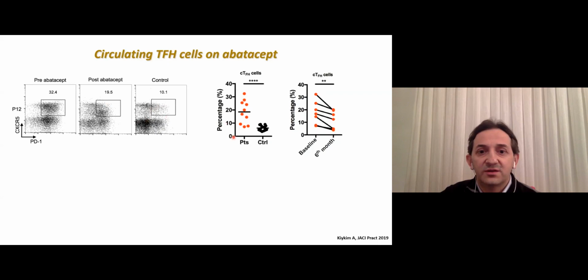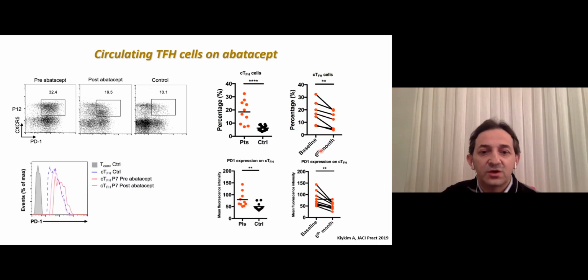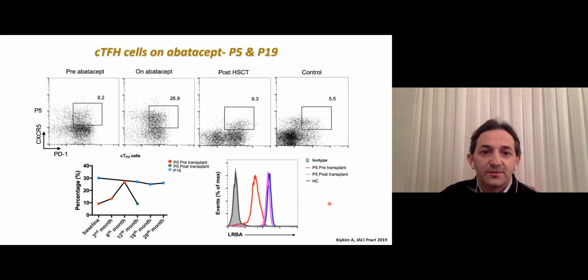As you can see, the majority of the patients had a high TFH at baseline, but this was reduced after treatment with abatacept. Also, the marker PD-1 was high at baseline, which decreased nicely after treatment with abatacept. And in this study, we also looked at whether TFH can be helpful to predict which patients can be resistant to abatacept therapy.